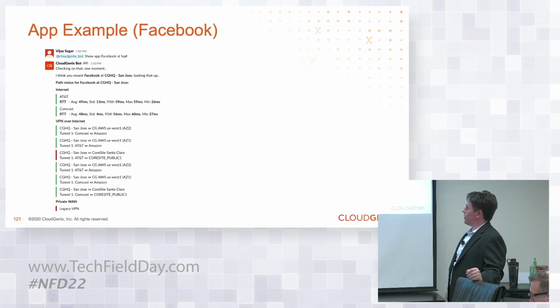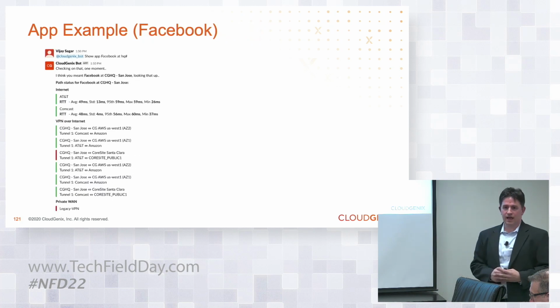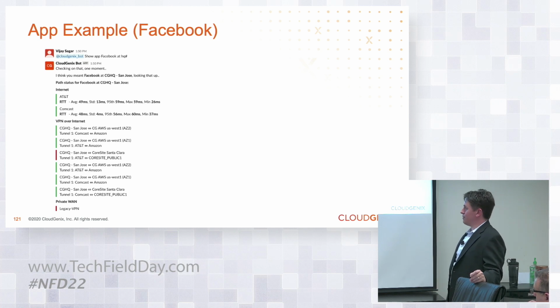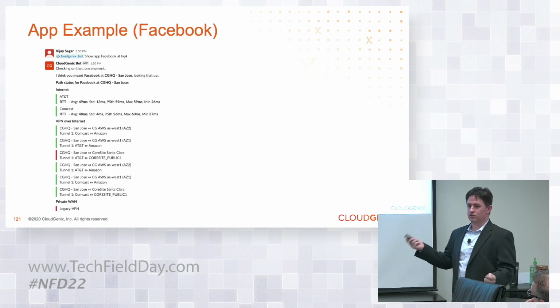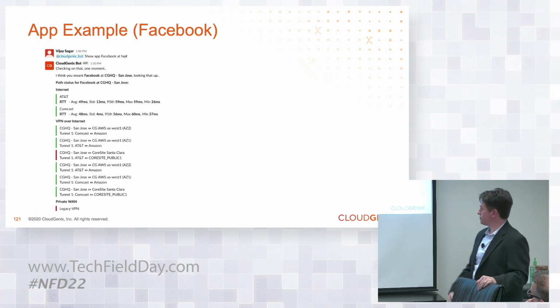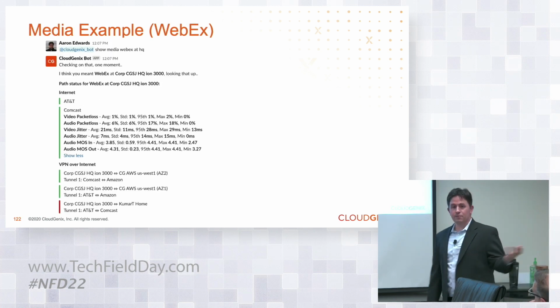Again, taking a look at another app, say, hey, show me Facebook at HQ. And again, I put a pound sign at the end. I mistyped it, but it's able to figure out what I meant and give me a rough approximation, understanding me better than myself. And we can see now what's the RTT on the different internet links, because Facebook has direct paths only. And then same thing for media.